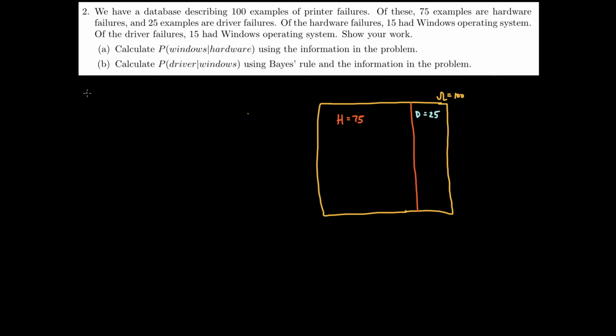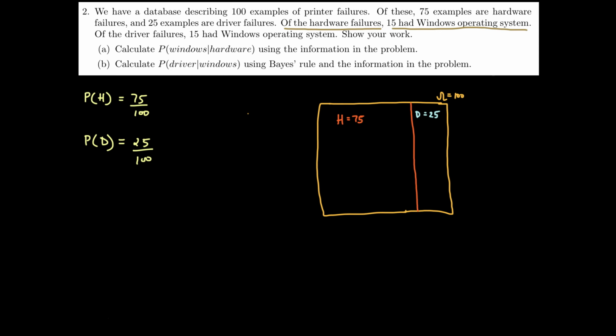I'm going to write the probability of H is 75 over 100, right? The probability of H happening from this entire universal space, that's my entire universal space in yellow, is 75 over 100. The probability of the driver happening, the failure related to driver, is 25 over 100. Now, if you read the question, the question tells you, of the hardware failures, if I restrict myself only within this region, 15 of them had a Windows operating system related issue.